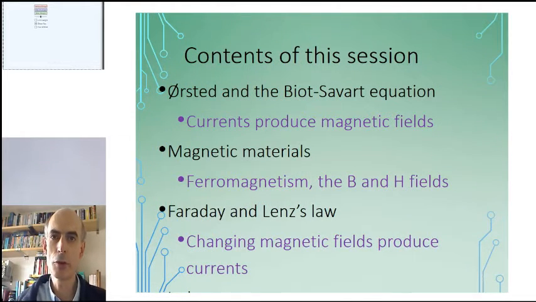What we'll be covering that's new is looking at a classic experiment done by the Danish physicist Ørsted, in which he showed that a current creates a magnetic field. It's almost the inverse to Faraday's classic experiment, where he showed that a changing magnetic field can produce a current. We'll also be looking in a bit more detail at some magnetic materials, in particular ferromagnets, and showing their role in inductors.